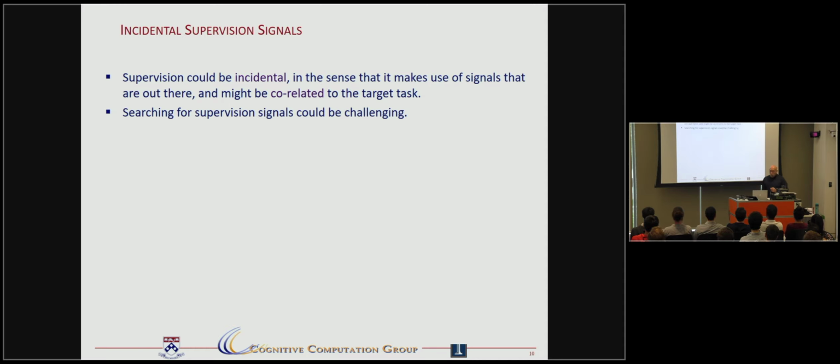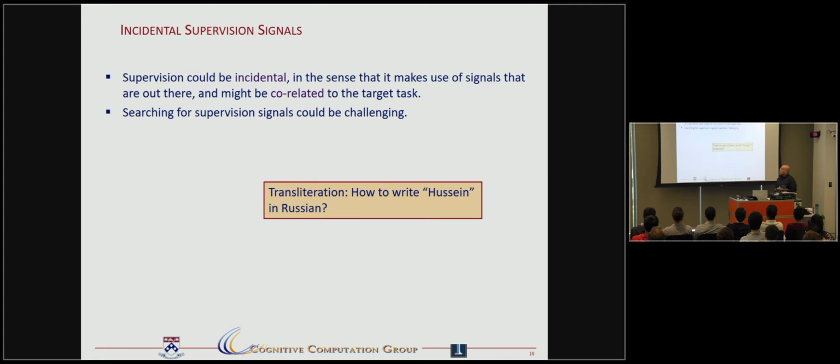So I'm going to give you another example that isn't so trivial from the domain of transliteration. Transliteration is the problem of writing names in other languages. So how do you write Hussein in Russian? Of course you can make this a supervised learning problem. In order to solve this well, until a few months ago you needed a couple of thousands pairs of names, but can you do it differently?